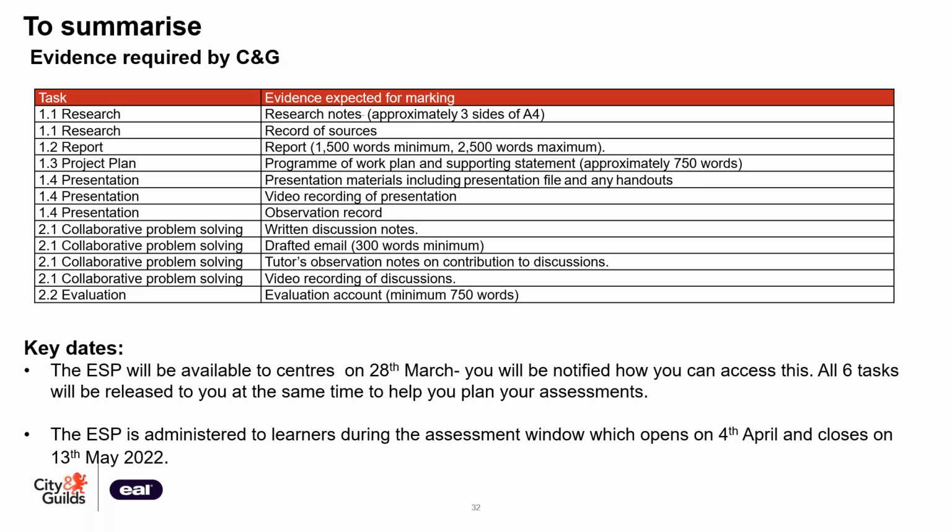I've also put some key dates for you. You're going to be getting these 6 tasks all together on the 28th of March. You will have access to this so you can plan your assessments. The ESP window opens on the 4th of April and closes on the 13th of May. And you will be getting really specific, detailed guidance on how you upload your evidence and how you administer the tasks for the learners and what your roles and responsibilities are in the security of that.